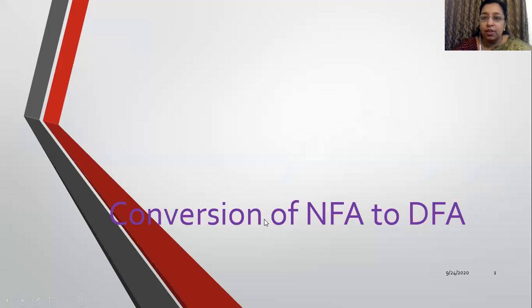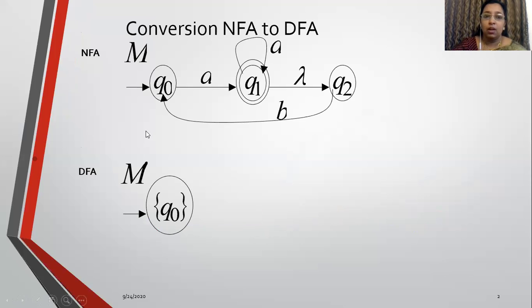Okay, in this video we'll work on the conversion of NFA to DFA. Let us have an NFA with three states, Q0, Q1 and Q2, moving on different edges. You have transitions from Q0 to Q1 on A, a transition to itself, and a lambda transition, which makes it an NFA, and then we convert it back to a DFA.